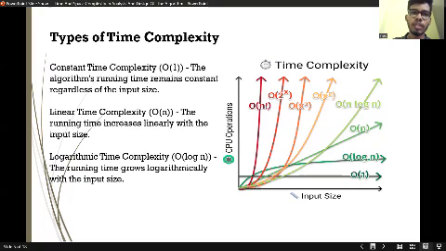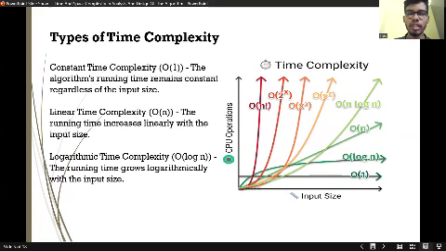There are so many types of time complexity. The major three complexity types are constant time complexity, linear time complexity, and logarithmic time complexity. First, we will move on to the constant time complexity. It is represented as O of 1. The algorithm's running time remains constant regardless of the input size.